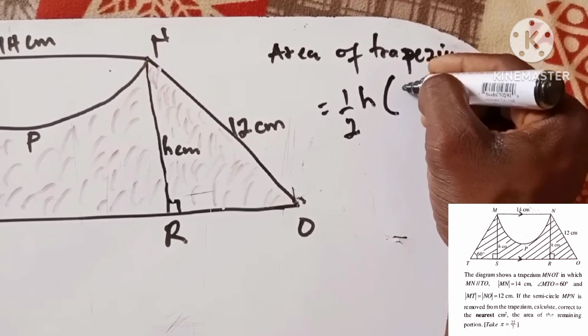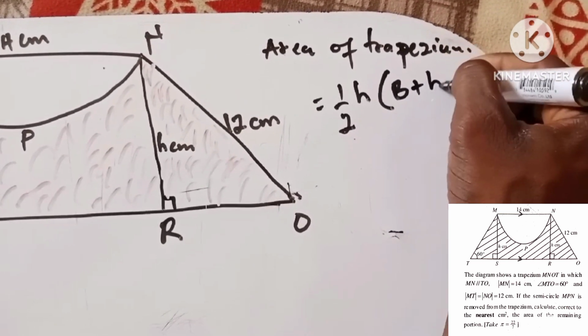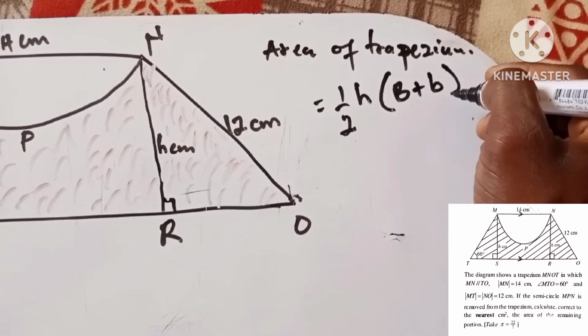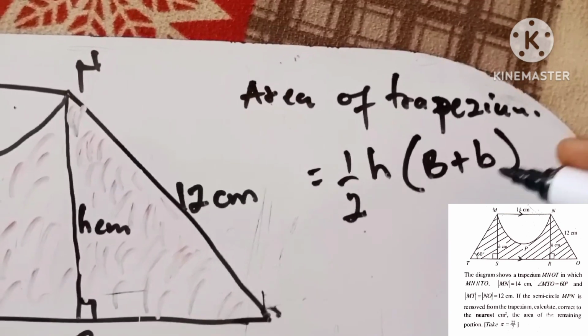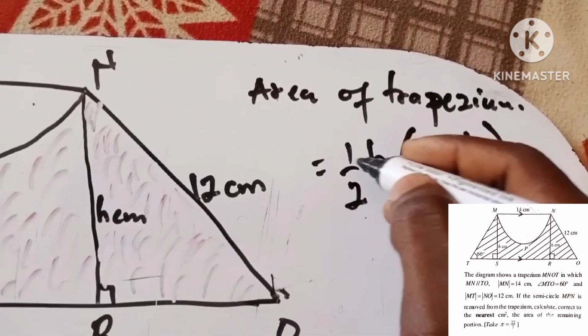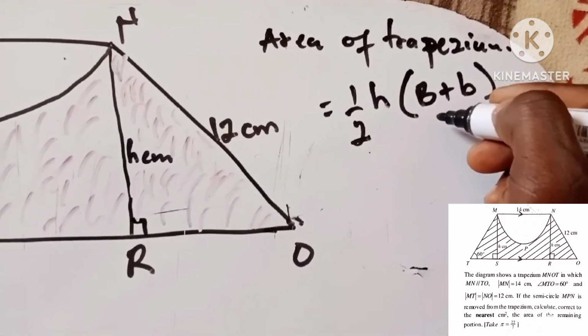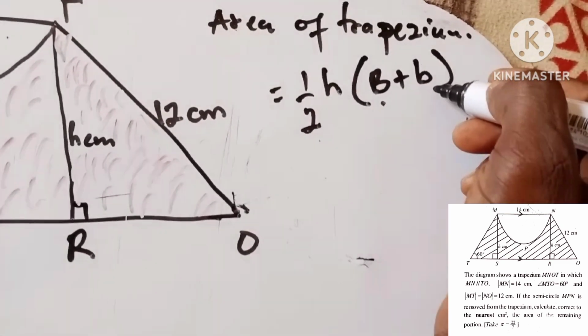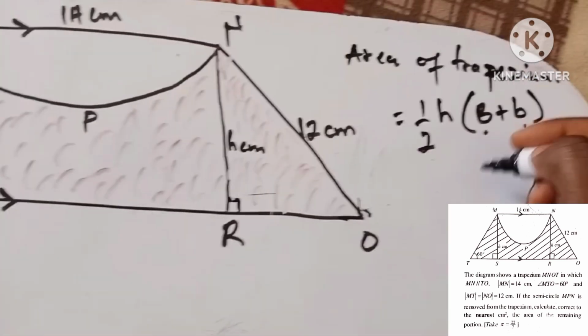That should be the small base. Let me use b plus the small b. Some people use a and b and so on, right? What matters here is that you must understand what you are doing. So the area is 1 on 2 multiplied by the height, and then multiply by the big base plus the small base. Is that okay? So I'm using these letters to represent that, or maybe you can write it in full.